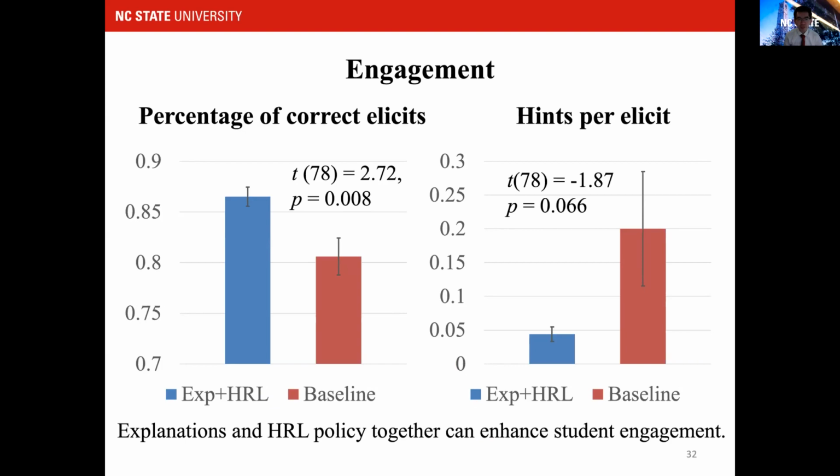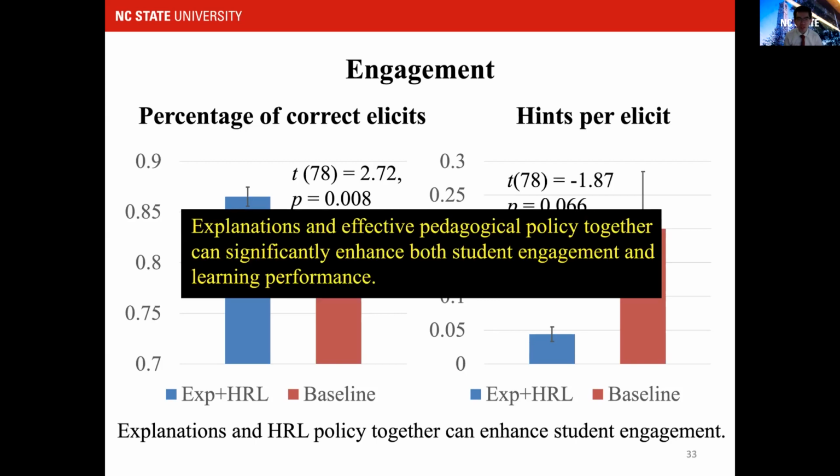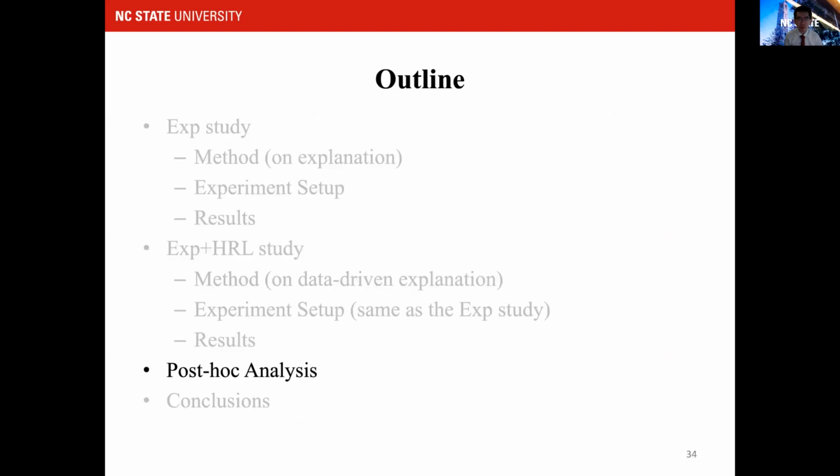In terms of engagement, for percentage of correct elicits, the EXP plus HRL condition had a significantly higher percentage than the baseline condition, while for hints per elicit, there was a trend that the EXP plus HRL condition requested fewer hints than the baseline condition. Overall, the results suggest that explanations and effective pedagogical policy together can significantly enhance both student engagement and learning performance.